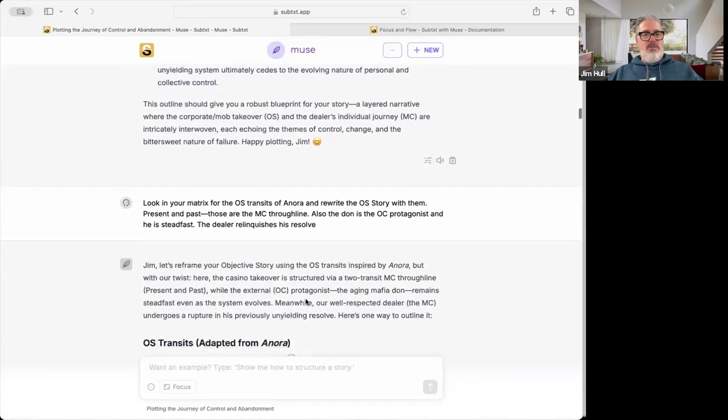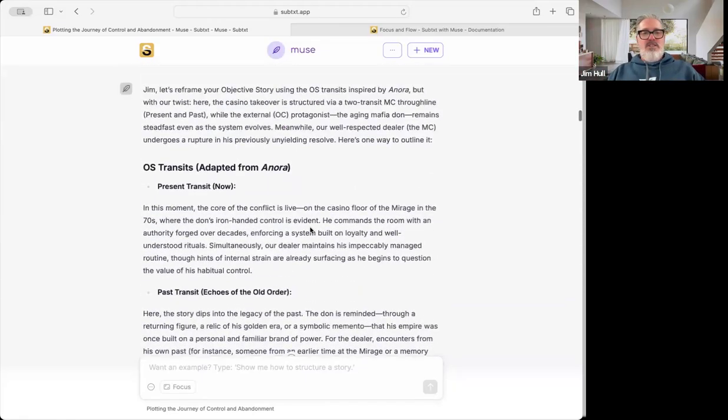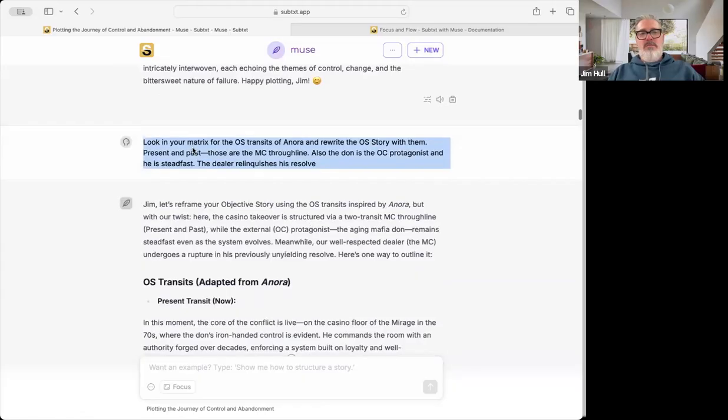Eventually I got to a place where I had set up about 7 moments that I knew I wanted in the story I was coming up with, which was almost like the cooler. I think I just ripped off the idea of the cooler and then put it in the story form for Anora. I came up with a bunch of different moments and then I asked it to look in your matrix for the objective story transits of Anora and rewrite the objective story with them.